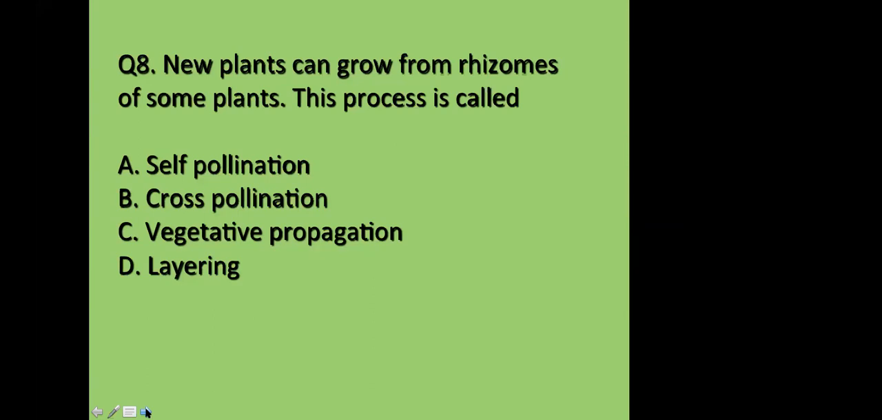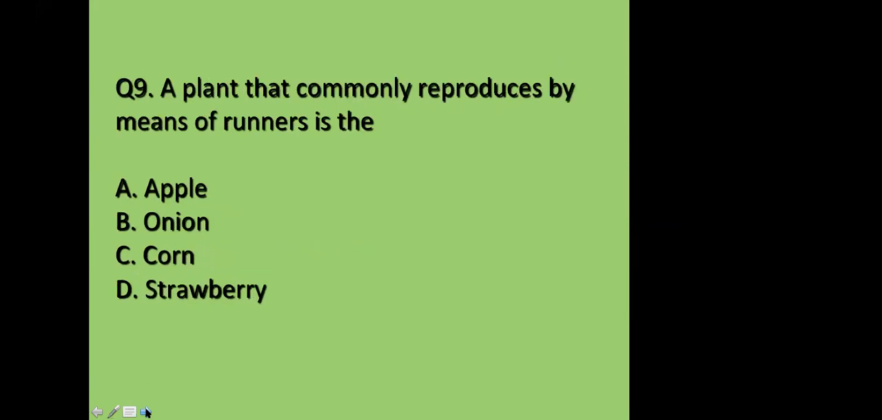Yes. Okay. Now, question number 9 says a plant that commonly reproduces by means of runner is option A, apple, option B, onion, option C, corn, or option D, strawberry.